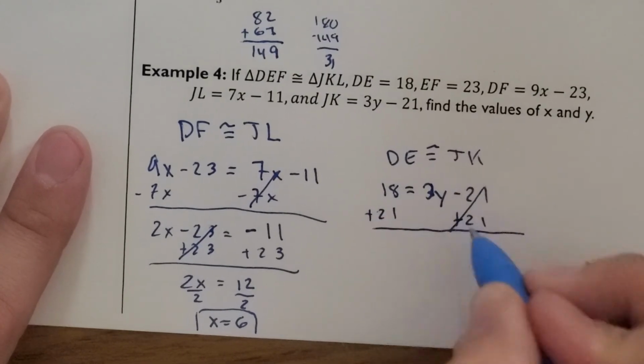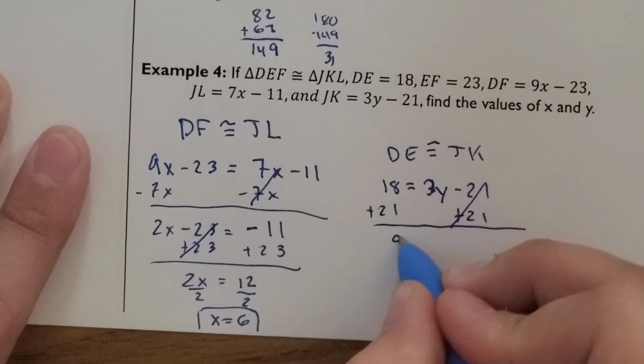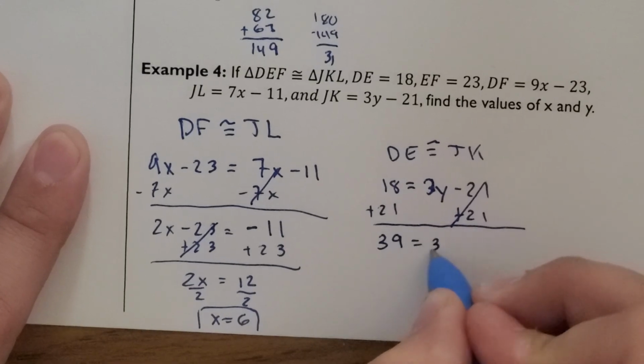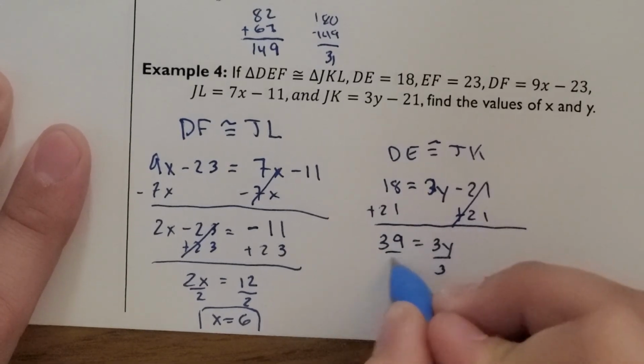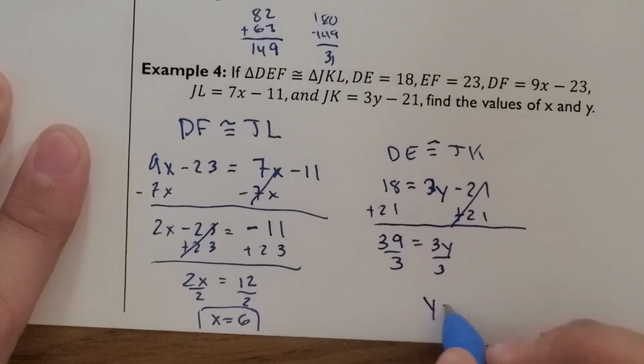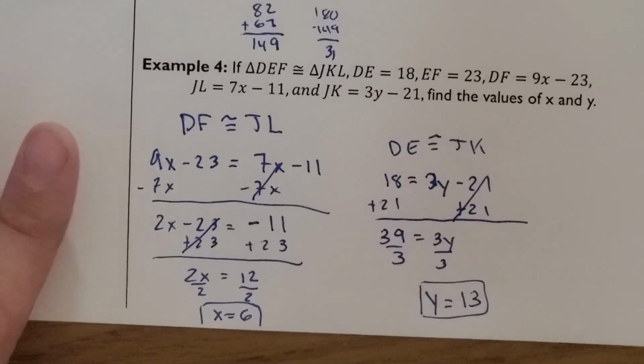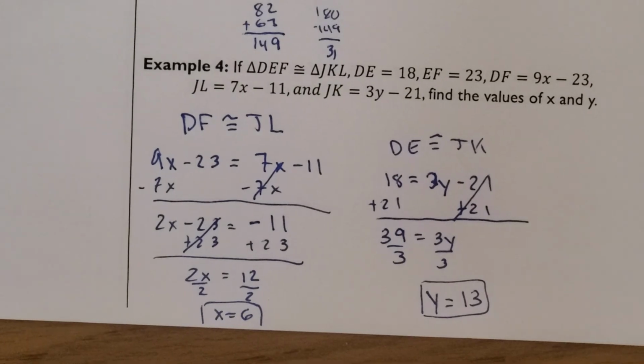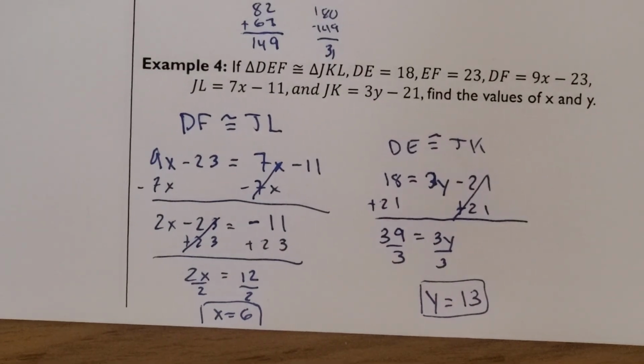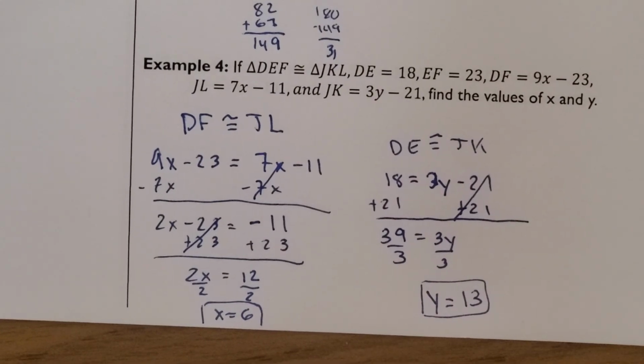But we're going to add 21 to both sides. Here I get 39 equals 3y. Divide by 3, and I get that y is equal to 39 divided by 3, which is 13. And there are my two answers. So you can see this whole lesson is just about matching things together, matching letters together based off the order they're written in their congruency statement.